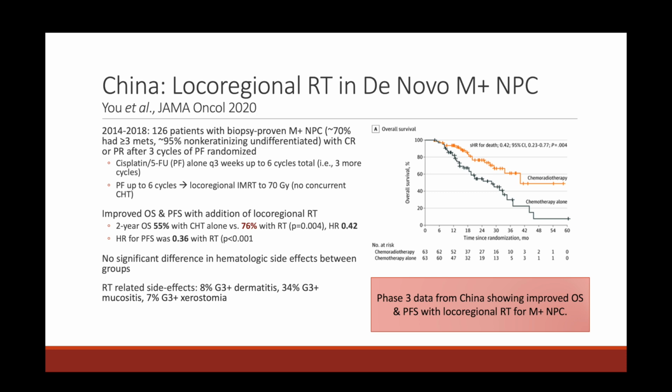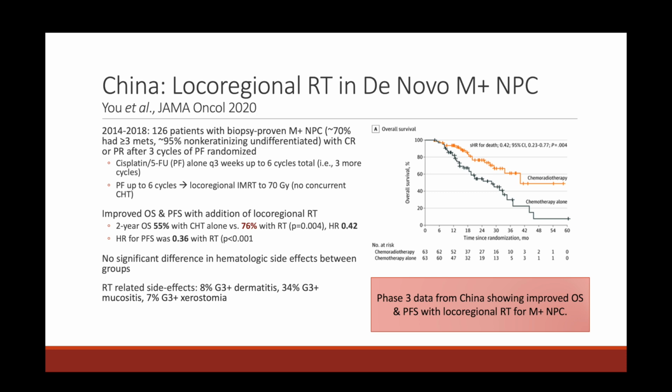So they basically took patients that had biopsy-proven metastatic nasopharyngeal cancer, and 70% of patients had 3 or more metastases. And these patients were first treated with 3 cycles of cisplatin 5-FU. And as long as they had a complete or partial response to the upfront 3 cycles, they were then included in the study. And after 3 cycles of chemo, they were either randomized to 3 more cycles of chemo for a total of 6 cycles, or 3 more cycles of chemo for a total of 6 cycles, followed by loco-regional IMRT to a dose of 70 gray.